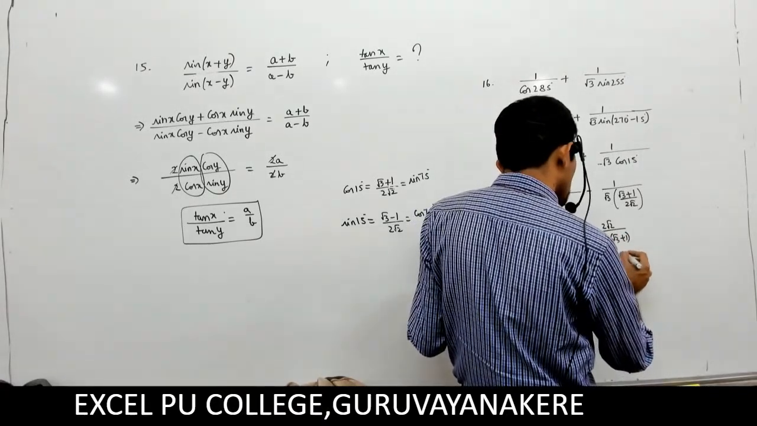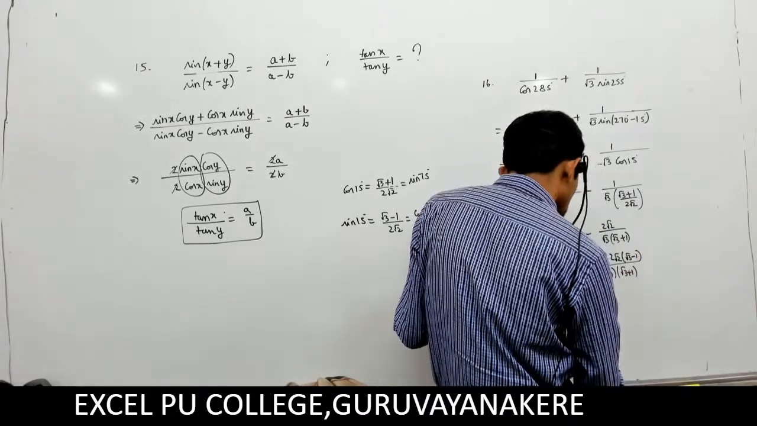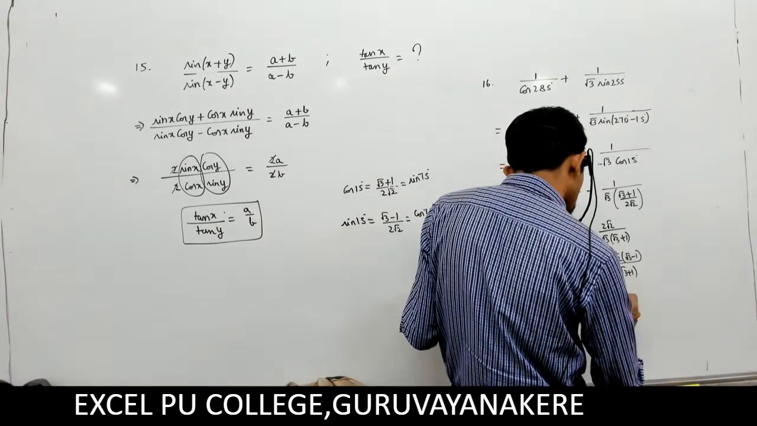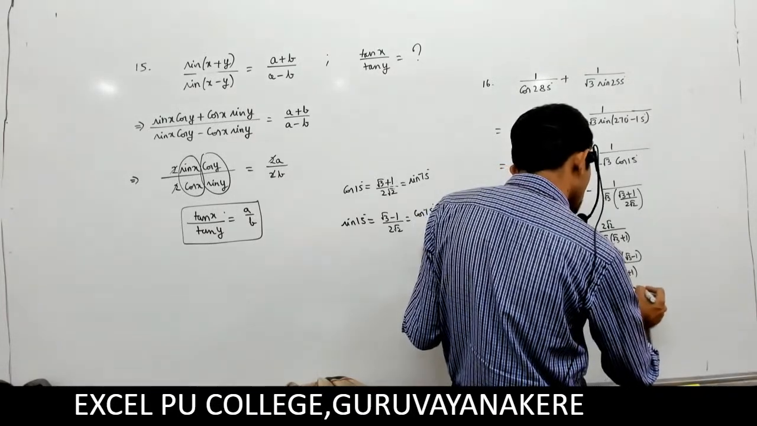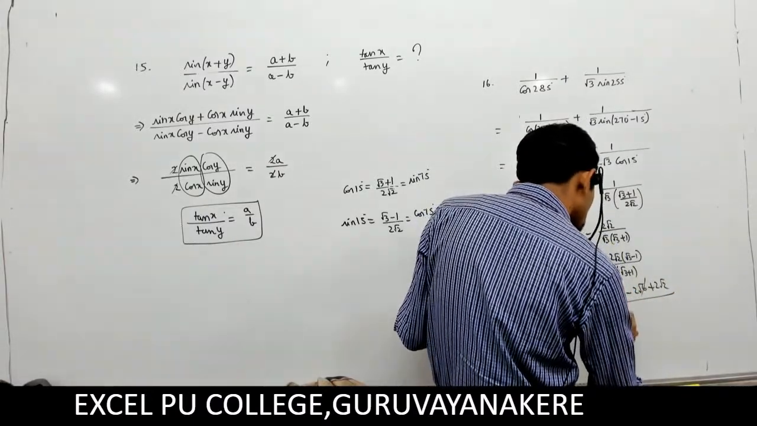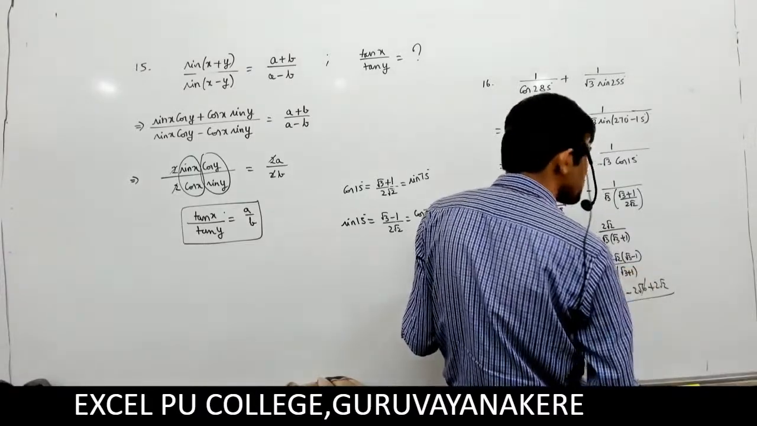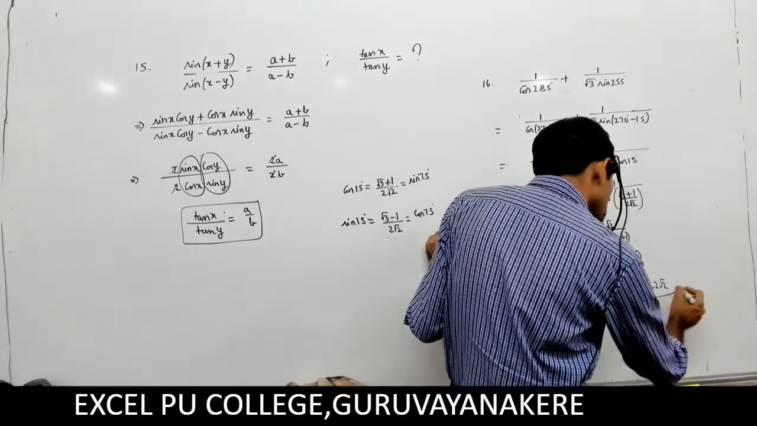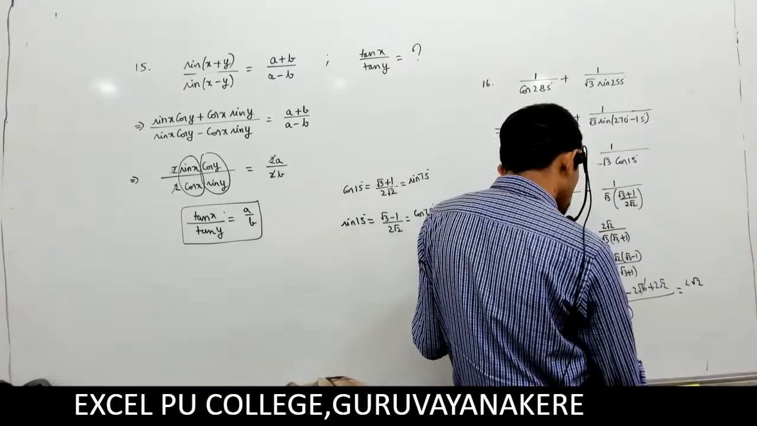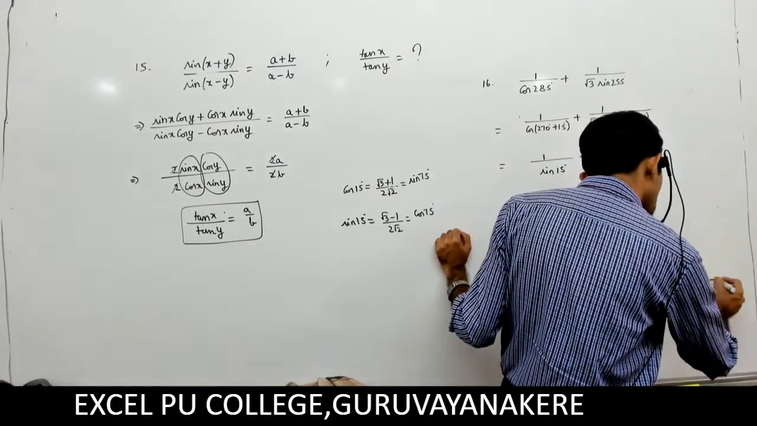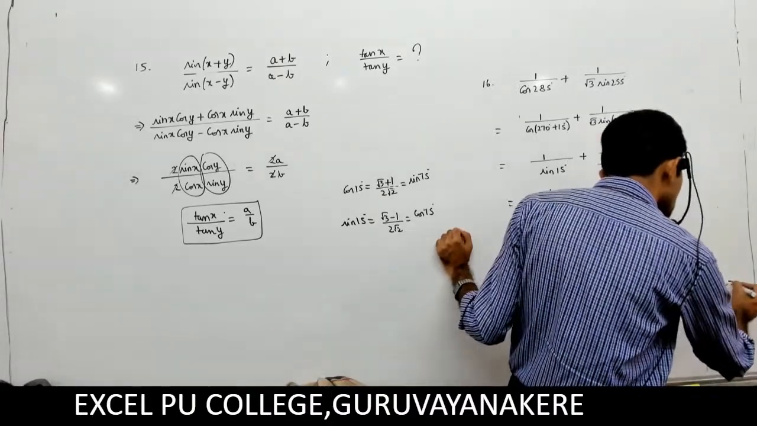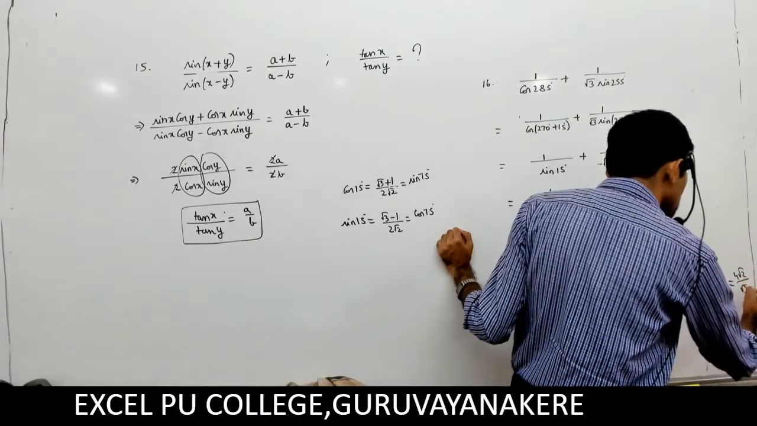2 root 2 into root 3 minus 1. That is 2 root 6 into root 3 plus 2 root 6 into 1. Simplify: minus 2 root 6 plus 2 root 2. This will cancel. Here root 3 into a minus b into a plus b gives a square minus b square, so 3 minus 1 is 2. 2 root 2 is common in the numerator. Root 3 into root 3 becomes 3, 3 plus 1 divided by 2 root 3. 2 cancels, 3 plus 1 is 4. So 4 root 2 divided by root 3.